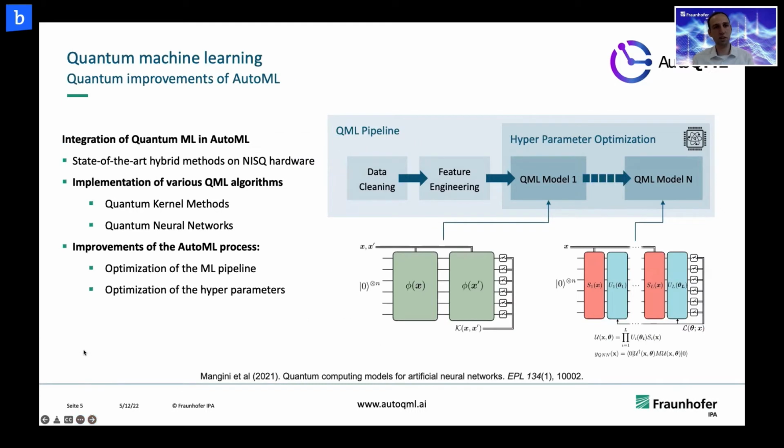So moving on to the quantum machine learning, what do we have in mind here? Well, we're targeting quantum improvements of auto machine learning. So first of all, we want to integrate quantum machine learning in existing auto machine learning frameworks. And here we focus on state-of-the-art hybrid methods on this hardware, so what's currently doable.